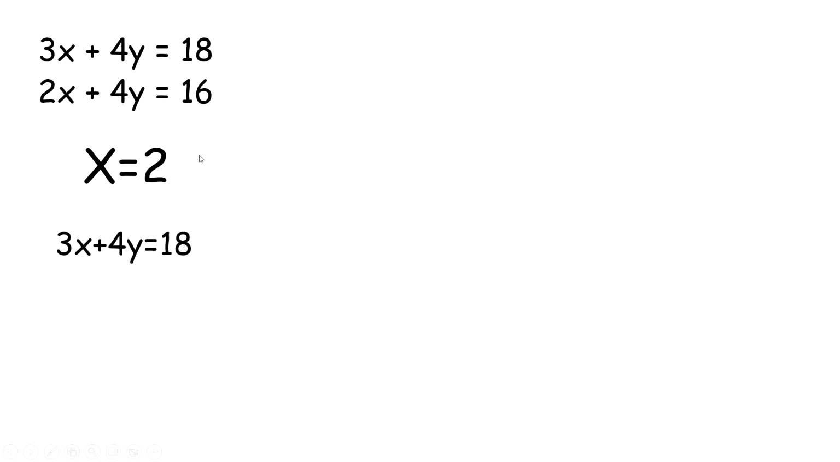And then we just pick one of the equations, and then we substitute the letter you found. In this case, it's x. So place here x equaling 2. So 3 times 2 is 6. And then this is just a classic equation.